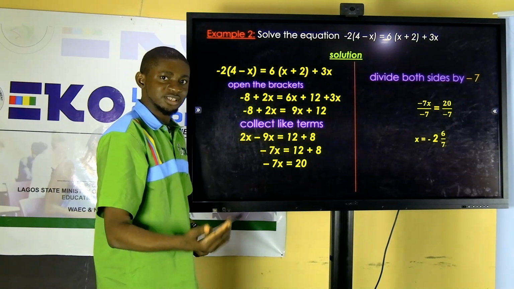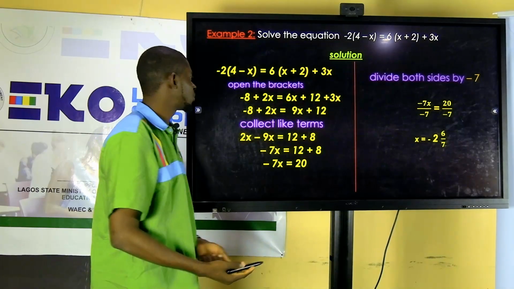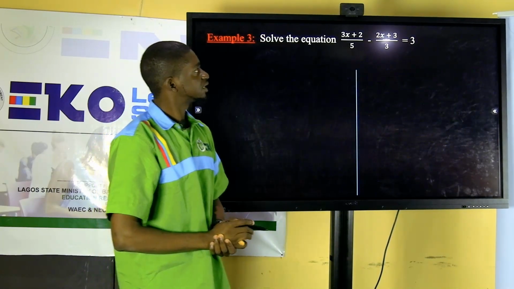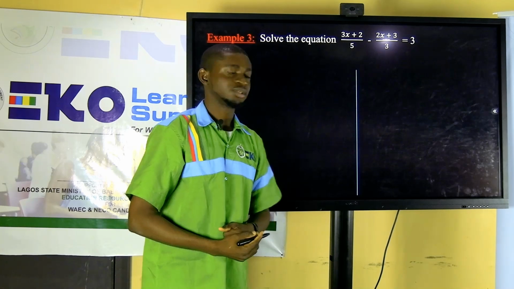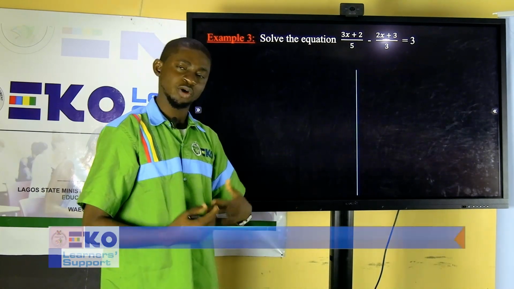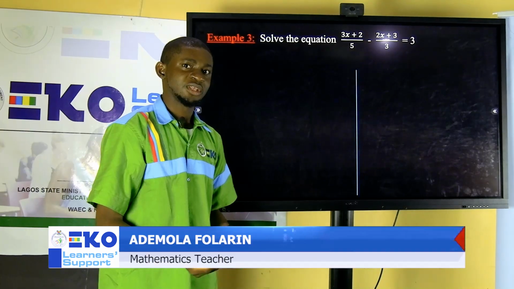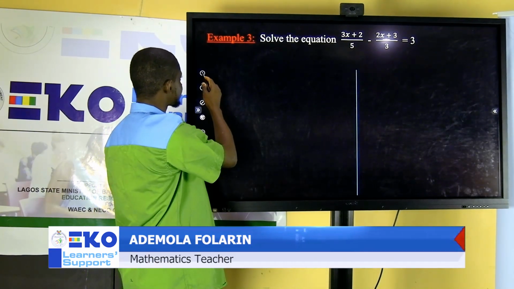Interesting. Let's take it a step further. What if we come across more complex problems? So this is a problem in the form of a fraction. When we come across a problem in the form of a fraction, how do we do it? It's so easy. Let's take a step together.